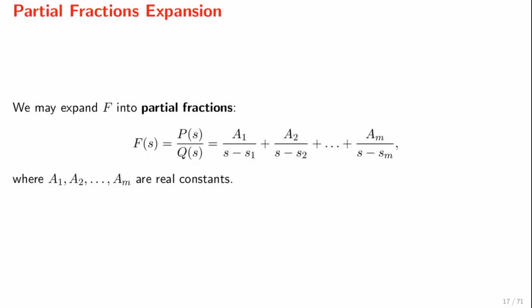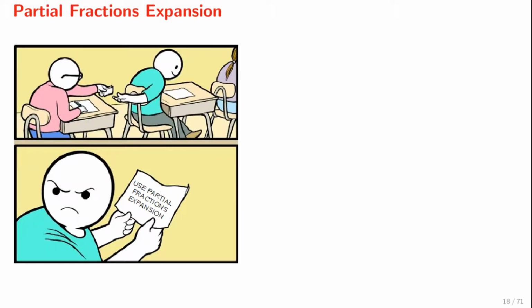The trick is to write f as a sum of simpler fractions. This is known as the partial fractions expansion of f. The goal is to write f as the sum of fractions in this form, where in the denominators we have s minus each pole. We have s minus s1, s minus s2, and so on. Then a1, a2, a3, etc. are constant real numbers that we need to determine. The determination of these numbers is now our main objective.